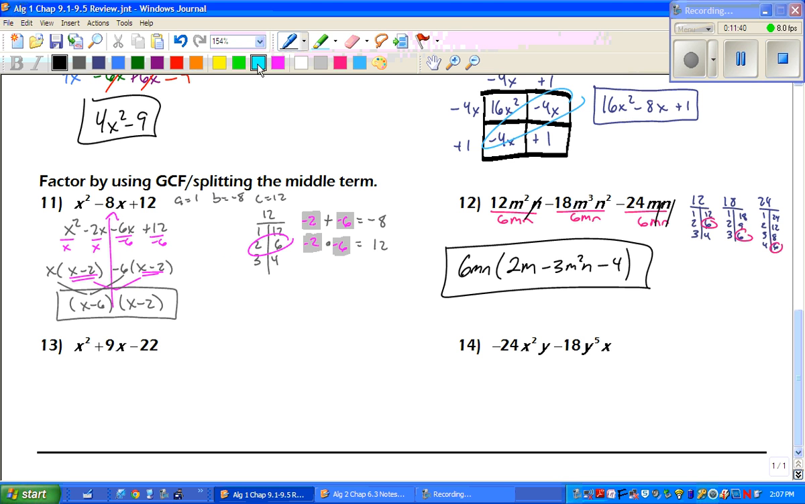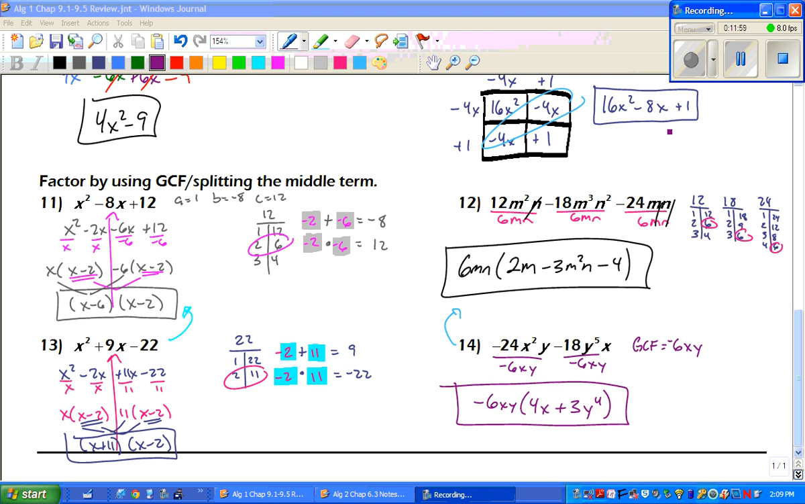Okay? Now, for number 13, you're doing this method. 14, you're doing that method. You guys are all on your own for those 2 problems, so pause the video, and good luck. Okay, and there are my final answers. For number 13, it's x plus 11 and x minus 2. And then 14, my GCF was a negative 6xy. And then you get negative 6xy times 4x plus 3y to the 4th.